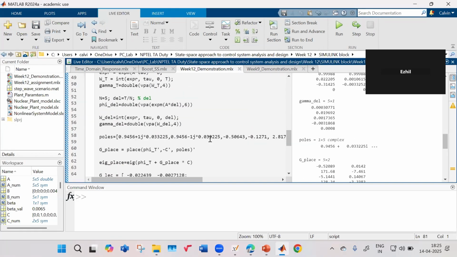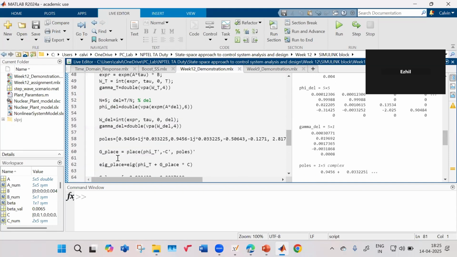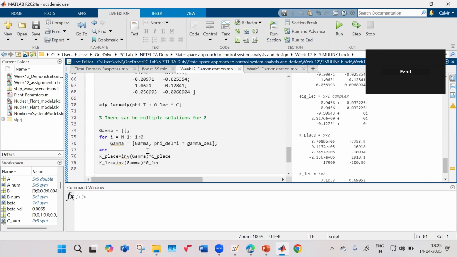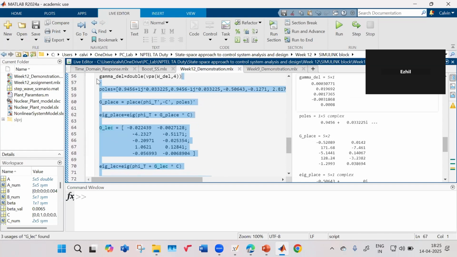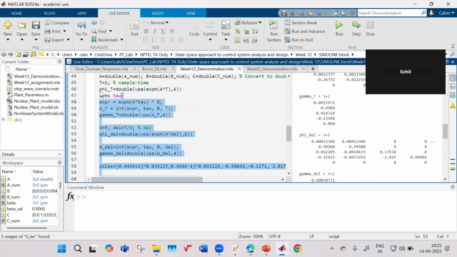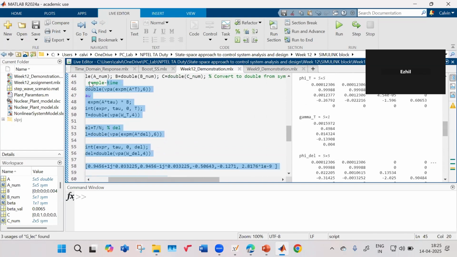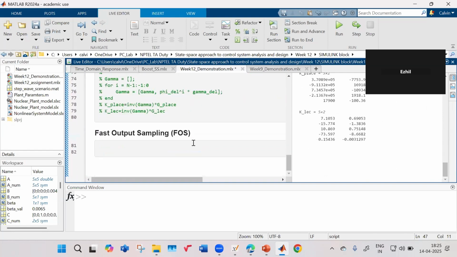So we have already found out what is my A num, B num, C num. We have already found. Now we don't want to use this set of stuff, we'll comment it out. Now let us start. They told t equal to 0.25 seconds. So t is the sampling time. So t is 0.25 seconds.